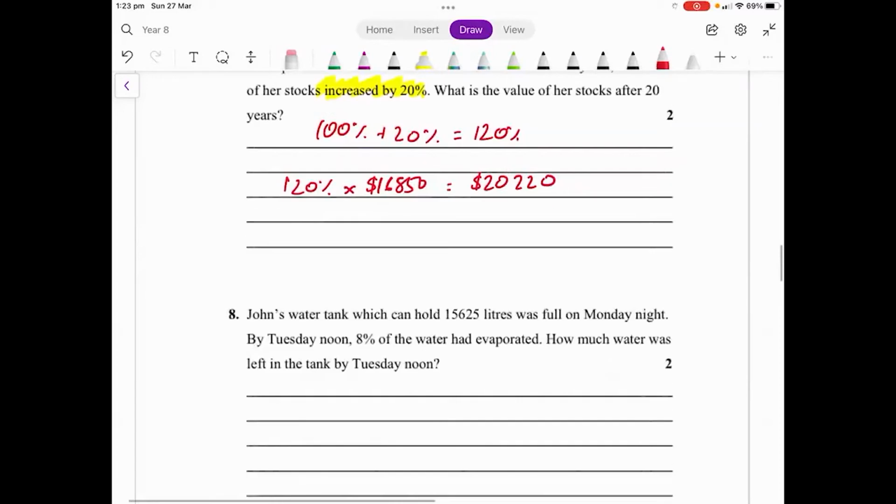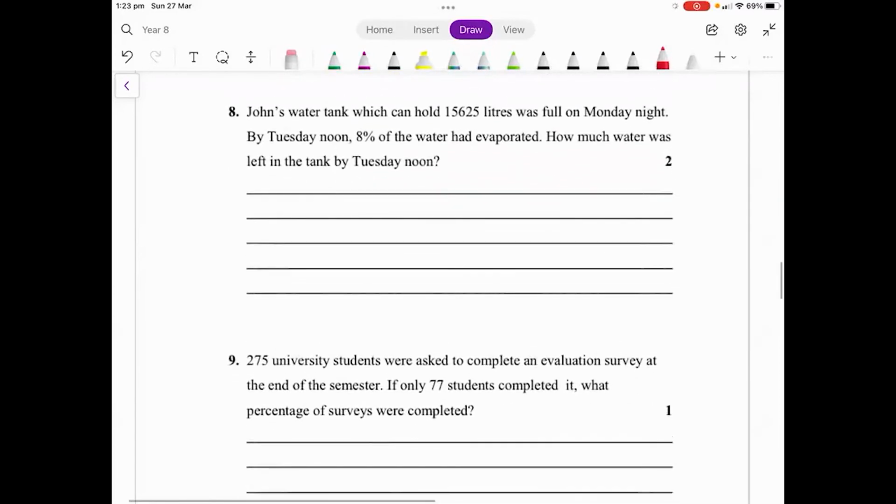Question 8 says 8% of the water has evaporated. How much water is left? Evaporated means it has disappeared, it's gone. So we need to do a subtraction. Our magic starting number is 100%. If you take away 8%, you have 92% left over. So we need to do 92% of 15,625. Remember, of means multiply. And when you multiply those two together, you get your answer.